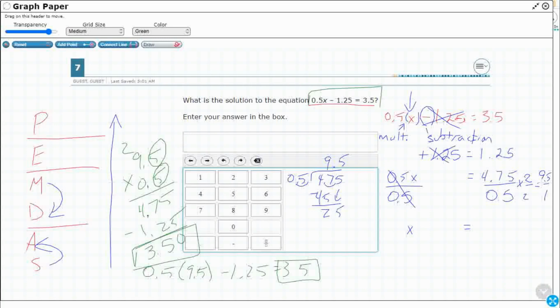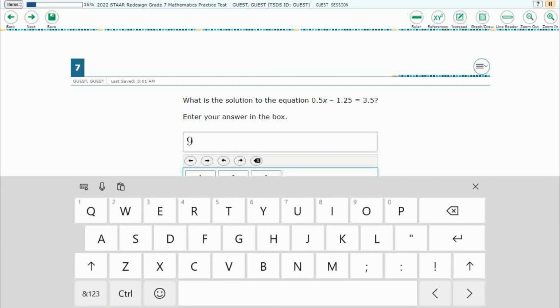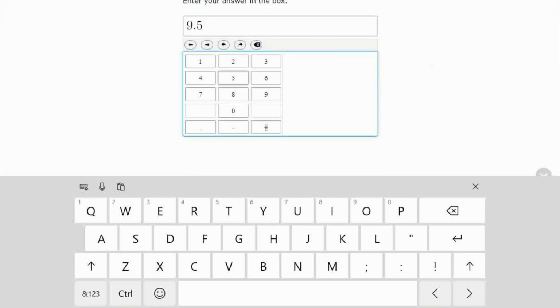All right, so my answer is going to be 9.5. So how's that going to look? Well, when we start putting that in here, you notice that the keyboard pops up, which is fine. Let's type in that 9.5, and that is your answer.